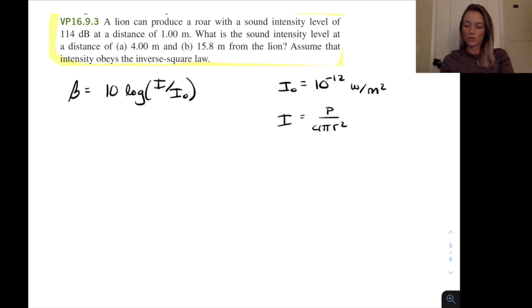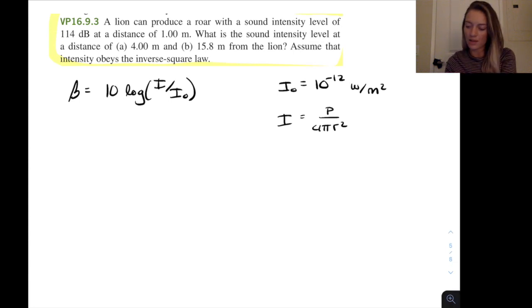So what I wanted to do was just find this power, because the lion's roar is going to output the same amount of power whether you're 1 meter away, 4 meters away, or 15 meters away. It's just the intensity will go down. So I know that the power the lion's outputting isn't changing. So I wanted to just find the power. That way I could find the intensity for each distance by changing r, and then plug that intensity into this formula, and that would be all I have to do.